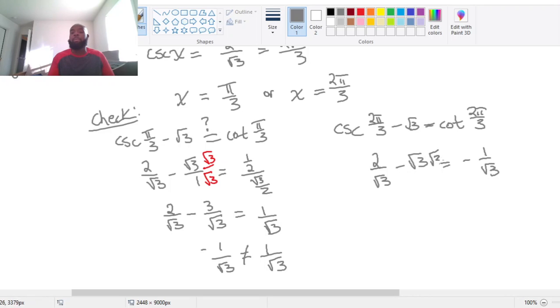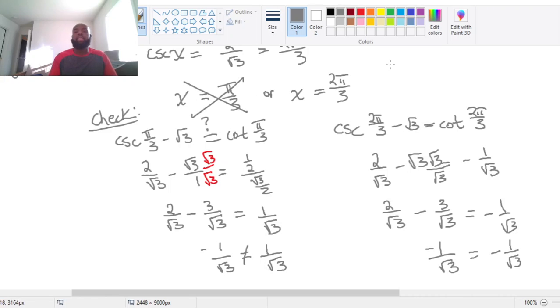Again, we multiply the top and the bottom of this by the square root of 3. We're going to get 2 over the square root of 3 minus 3 over the square root of 3, which gives us -1 over the square root of 3, which definitely does equal -1 over the square root of 3. All right. And so our only solution here is 2 pi over 3. So my solution is 2 pi over 3.